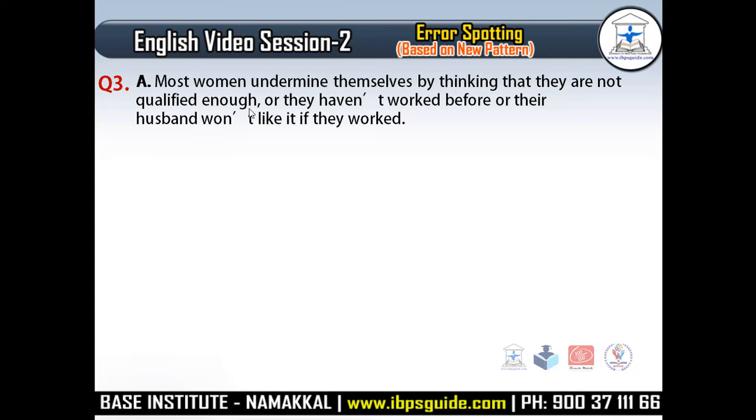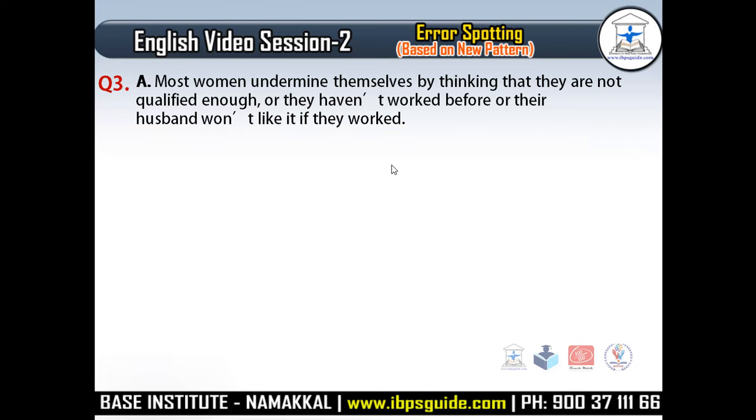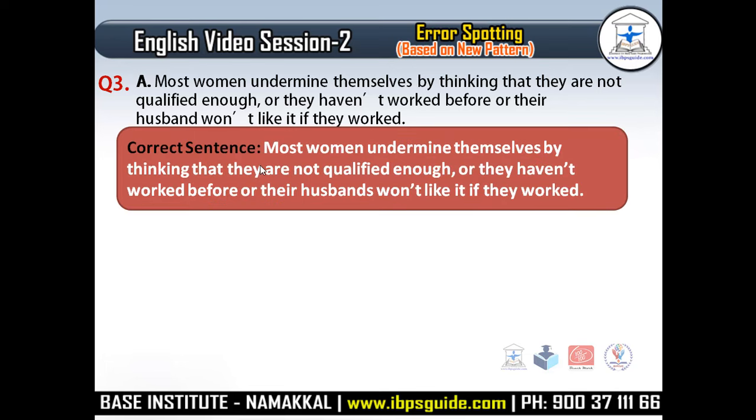Third question, first statement. Most women undermine themselves by thinking that they are not qualified enough, or they haven't worked before, or their husband won't like it if they worked. You see, their husband. There is a third person plural form, so the following noun also must be in the plural form. That is their husbands. So the statement will be, most women undermine themselves by thinking that they are not qualified enough, or they haven't worked before, or their husbands won't like it if they worked.